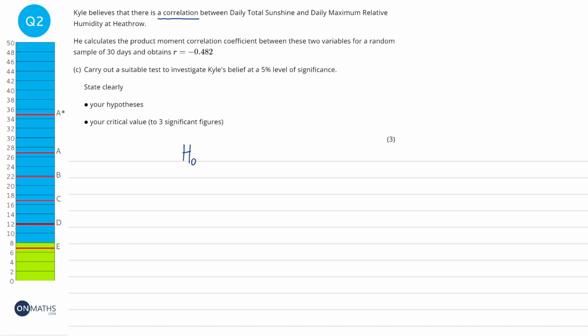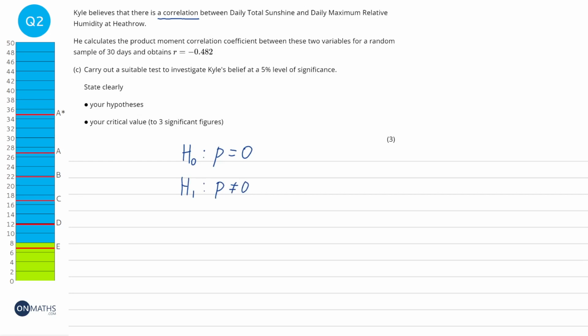The null hypothesis, now remember the null hypothesis is that nothing's happening, there's nothing special here, just two random variables. And so we're going to say that rho is equal to 0, that there is no correlation. But the alternative hypothesis, the one we're trying to prove, is that there is a correlation. So rho is not equal to 0. So it's either going to be a positive correlation or a negative correlation.